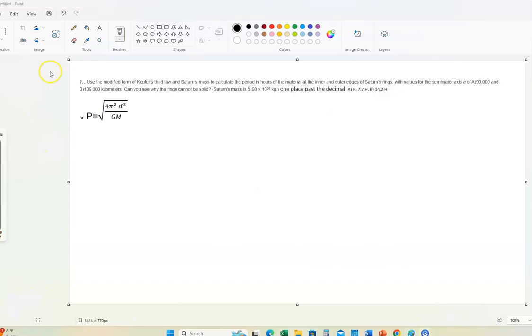For number 7, we're going to use the modified version of Kepler's third law and the mass of Saturn to calculate the period in hours of the material in the inner and the outer edges of Saturn's rings. The value for the semi-major axis for the inner ring is 90,000 kilometers, and for the outer ring it is 136,000 kilometers. So first of all, I need those distances to be in meters.